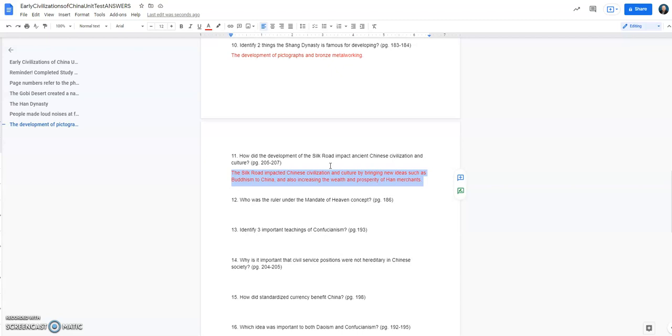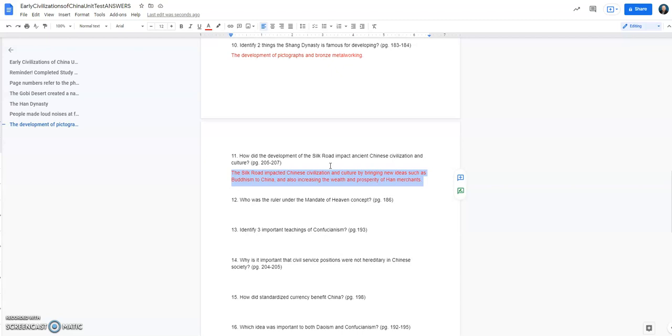Now with the Silk Road, you have a road into India, which leads to Mesopotamia, which leads to Egypt and Greece and all the ancient civilizations we've studied. This Silk Road was the connection between China and the rest of the ancient world, right? And this allowed Chinese merchants to sell their goods all over the ancient world and make a lot of money. And again, this also allowed things to come into China.